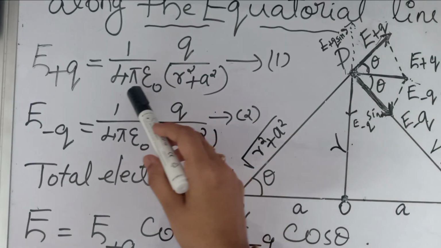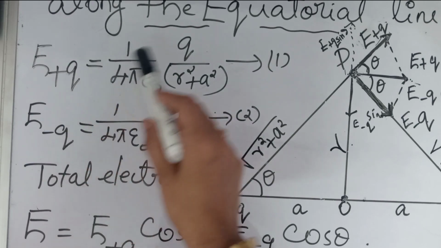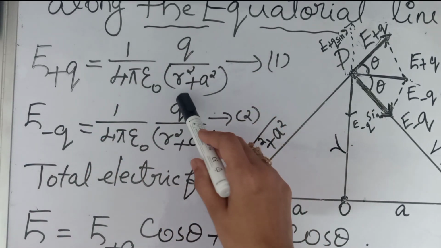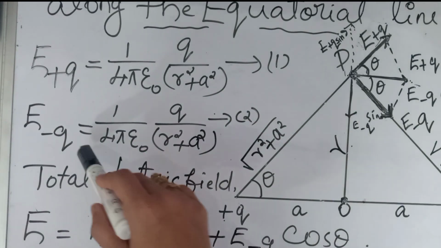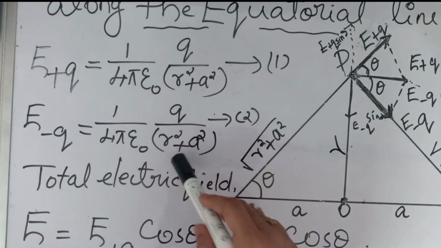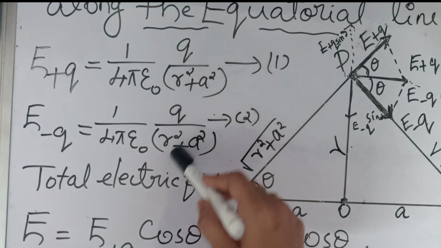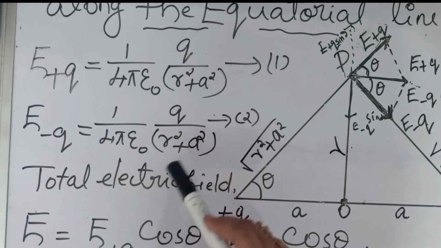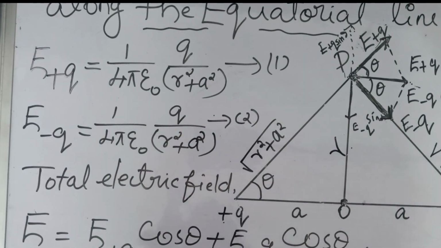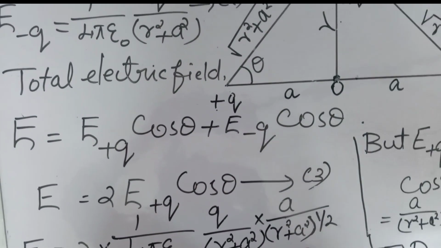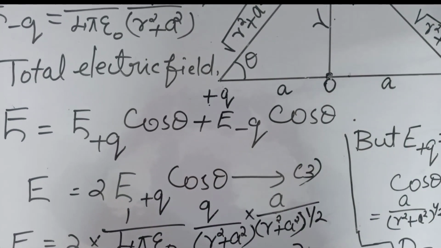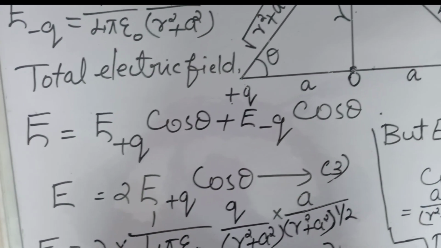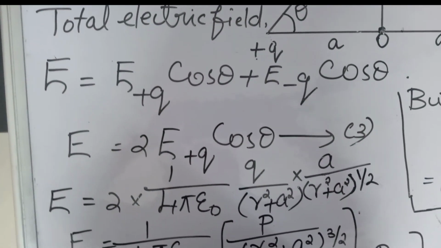The magnitude of the electric field at P due to the plus Q charge is 1 by 4 pi epsilon 0 Q by R square plus A square, and for the minus Q charge also it is 1 by 4 pi epsilon 0 Q by R square plus A square. So the magnitude is the same, right? E plus Q is equal to E minus Q. Then the total field will be E plus Q cos theta plus E minus Q cos theta, and cos theta is A by R square plus A square whole raised to 1 by 2.